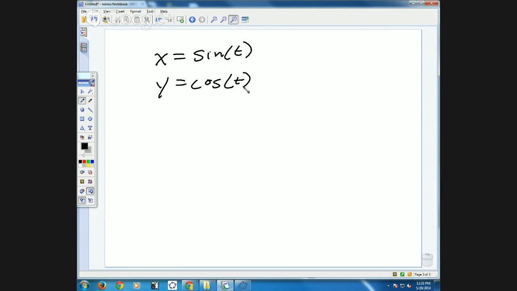Do you all know how to put your calculator in parameterization mode? Yes, okay. It's in the mode menu.